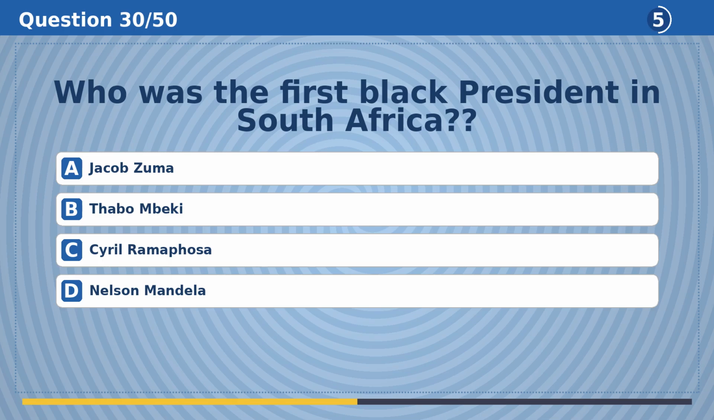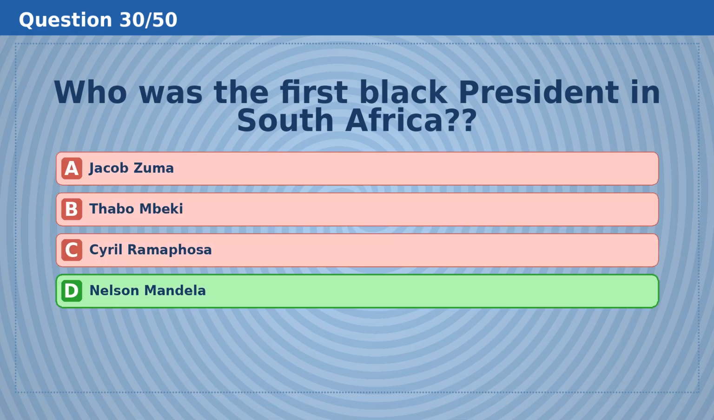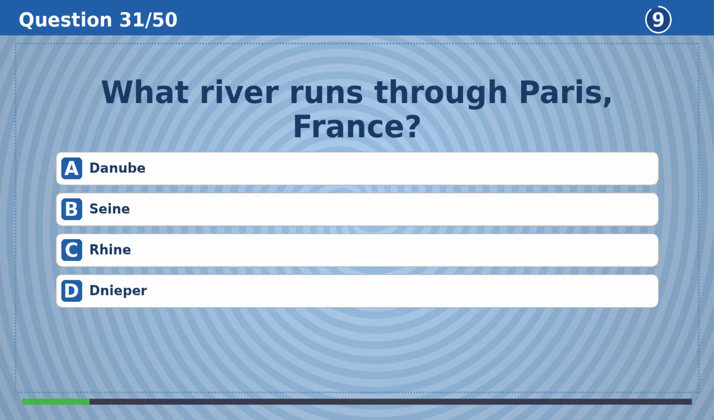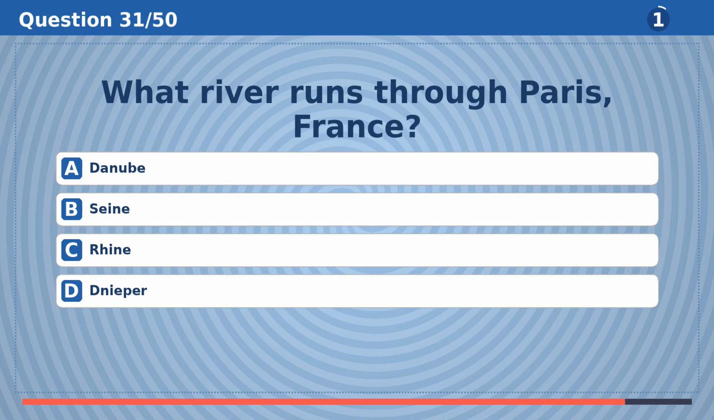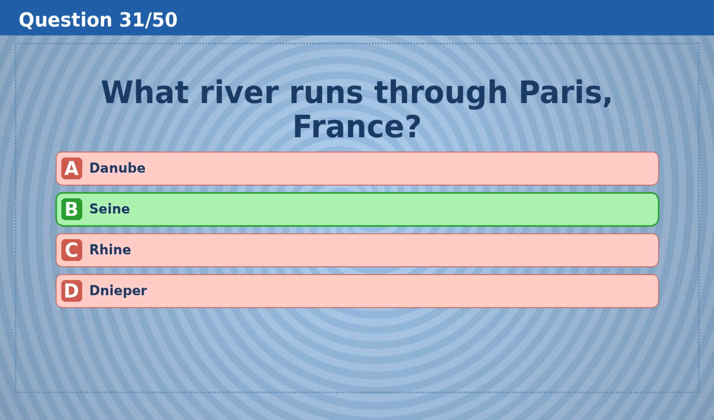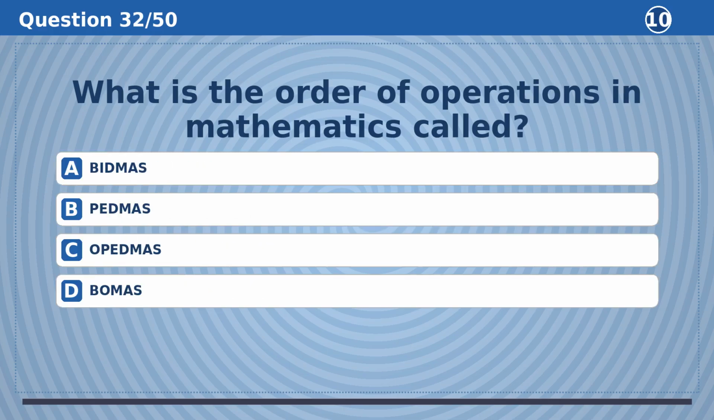Who was the first black president in South Africa? The answer is D, Nelson Mandela. What river runs through Paris, France? The answer is B, Seine.